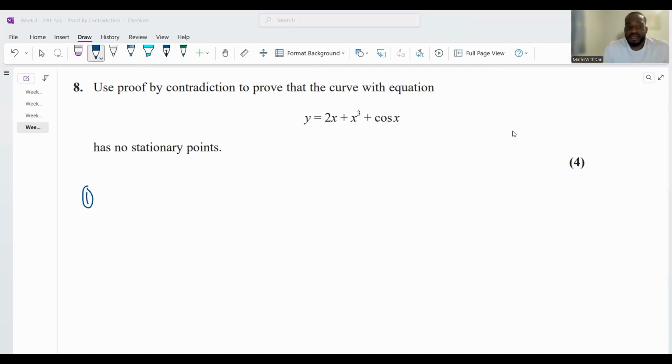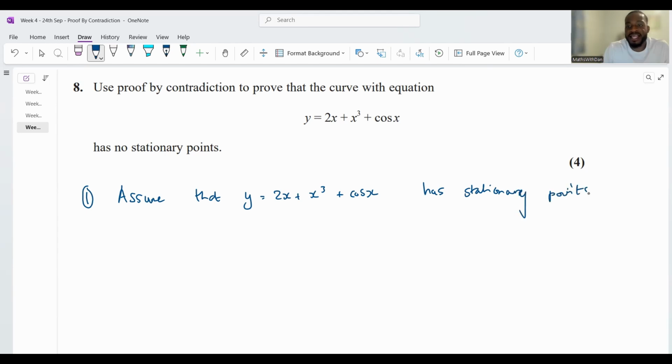Exactly, Khalil. Fantastic. It has no stationary points. Well, the opposite of that: it has stationary points. So you're going to say, assume that y equals 2x plus x cubed plus cos x has stationary points. And then it's our job to show in our algebra that that can't be possible, right?